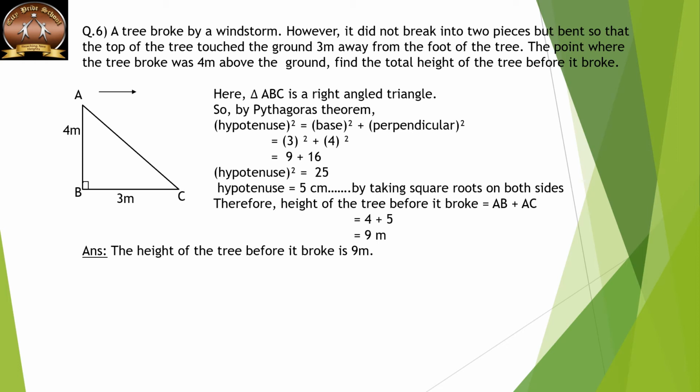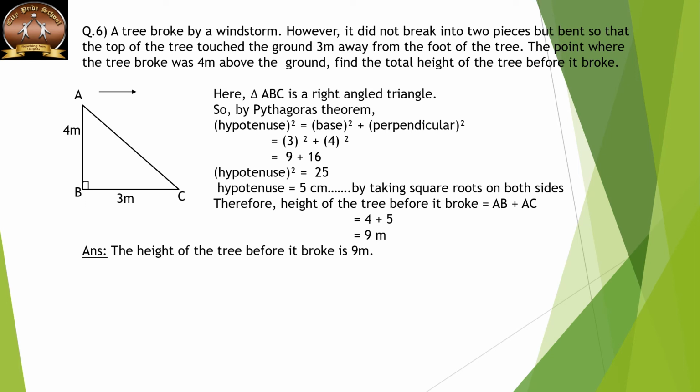So here it is forming a right angle triangle. So here triangle ABC is a right angle triangle, and what they said to find out? They said to find out the total height of the tree before it broke. That means they said to find out AB plus AC. Got it? So here by using Pythagoras theorem, hypotenuse square is equal to base square plus perpendicular square. So base is 3 and perpendicular is 4. So 3 square plus 4 square, that is equal to 9 plus 16, that is equal to 25. So hypotenuse square is equal to 25. So we'll take square roots on both sides. So we'll get hypotenuse is equal to 5 meters, right? So we got over here AC as 5 meters.